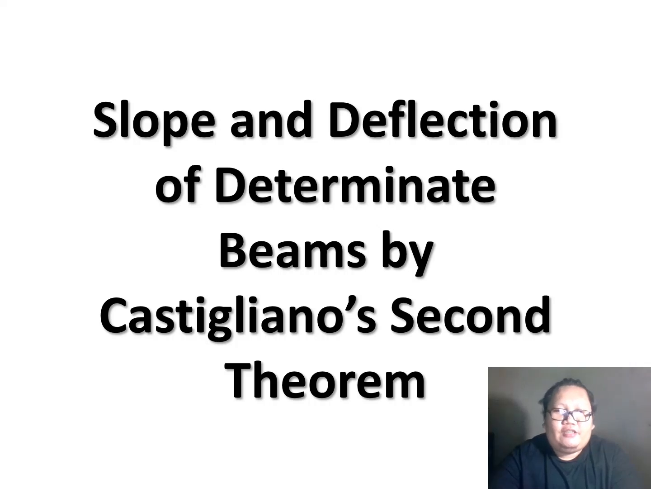Slope and deflection of determinate beams by Castigliano's second theorem. This method is basically the same as the virtual work method. It just simplifies the integration of a certain segment by not having any virtual beam anymore. Instead, we are going to place immediately the virtual load to which deflection or slope is being asked.